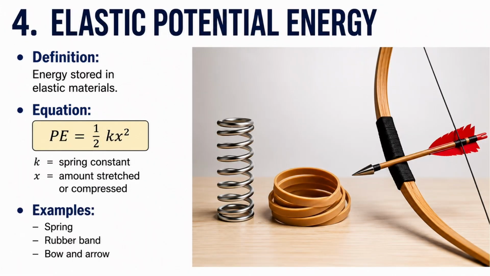Elastic potential energy is stored whenever an elastic object is stretched or compressed. Springs, rubber bands, and bows all store energy in this way. The amount of energy depends on both the spring constant and the amount of stretch or compression. When released, this energy is usually converted into kinetic energy.